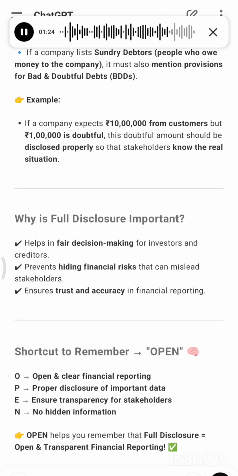Shortcut to remember: OPEN. O: Open and clear financial reporting. P: Proper disclosure of important data. E: Ensure transparency for stakeholders. N: No hidden information. OPEN helps you remember that full disclosure equals open and transparent financial reporting.